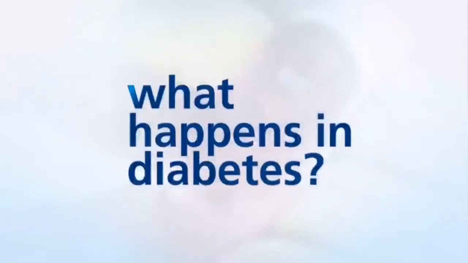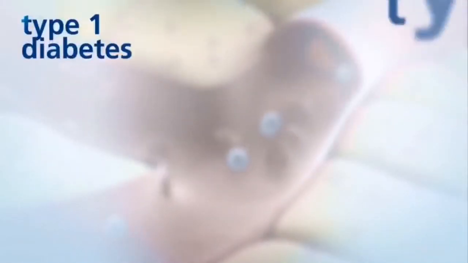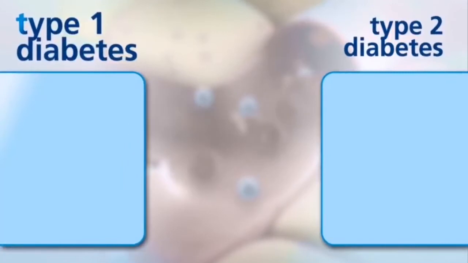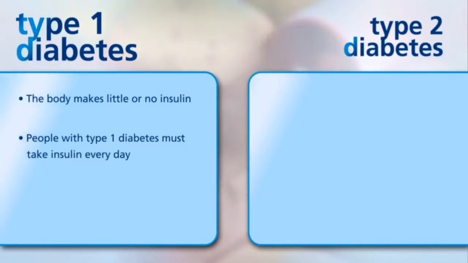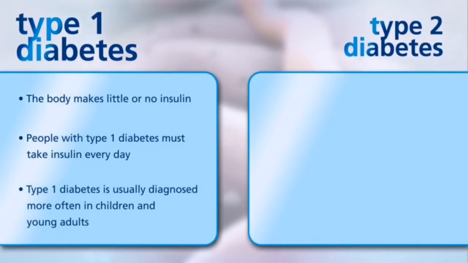What happens in diabetes? The most common types of diabetes are type 1 and type 2. In type 1 diabetes, the body makes little or no insulin, so people with type 1 diabetes must take insulin every day. Type 1 diabetes is usually diagnosed more often in children and young adults.